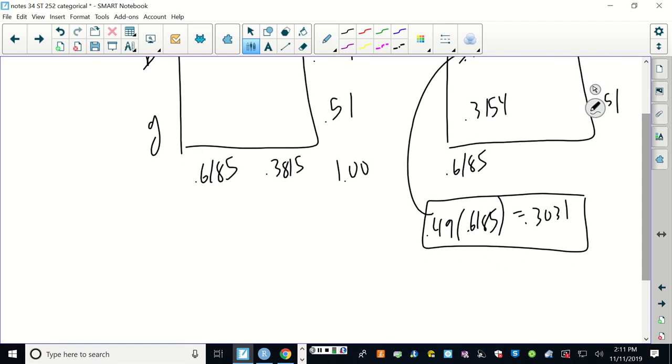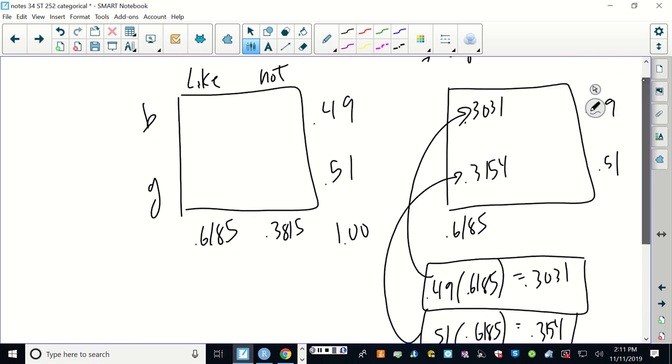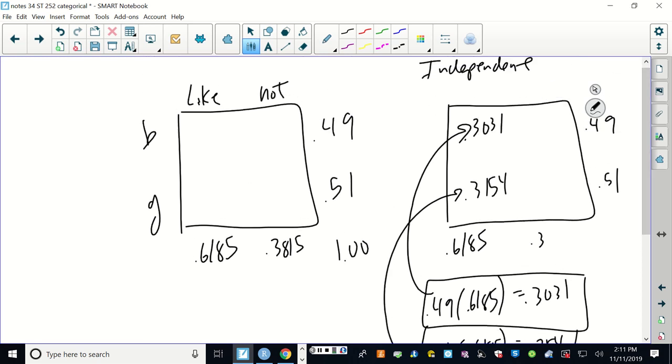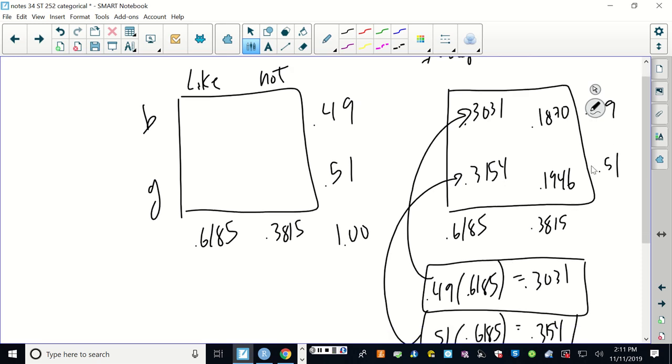But that number, take 0.51, 51% girls, times 61.85% in that column, gives us the 0.3154. And so this one goes into that number. If you take the 3815 times this number, you get 0.1946, and this number times that one is 0.1870. And the actual numbers are a little bit different from that. So that's comparing the proportion.